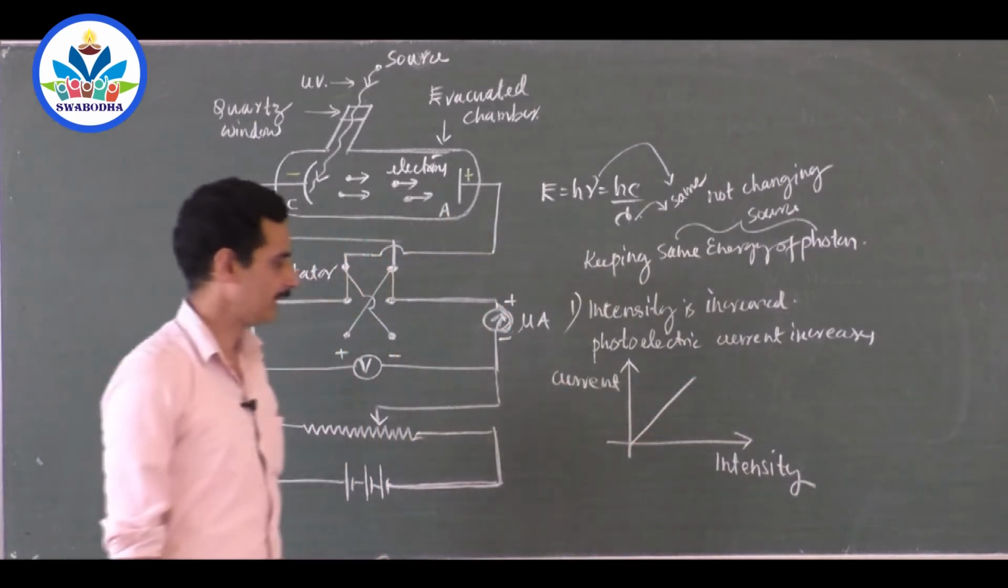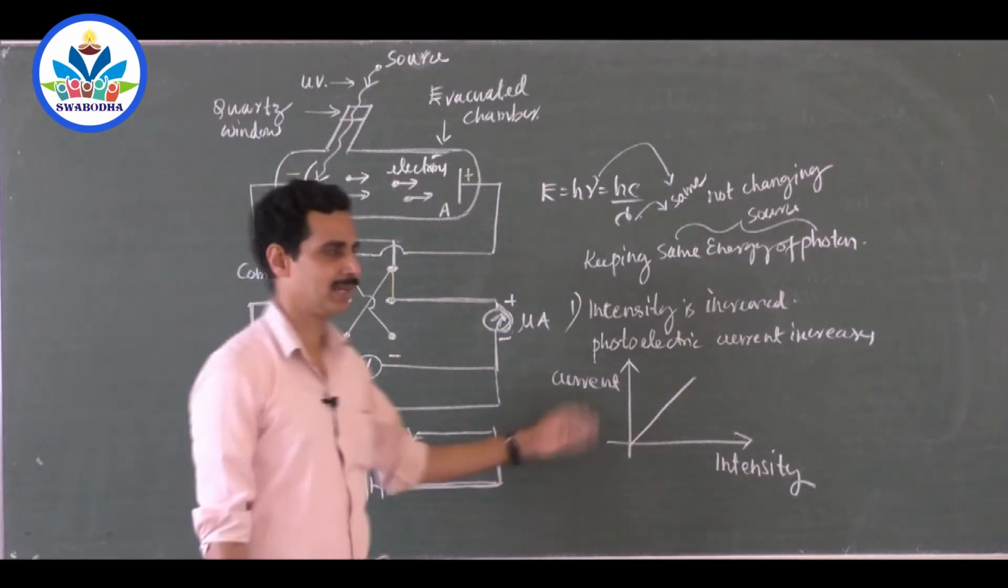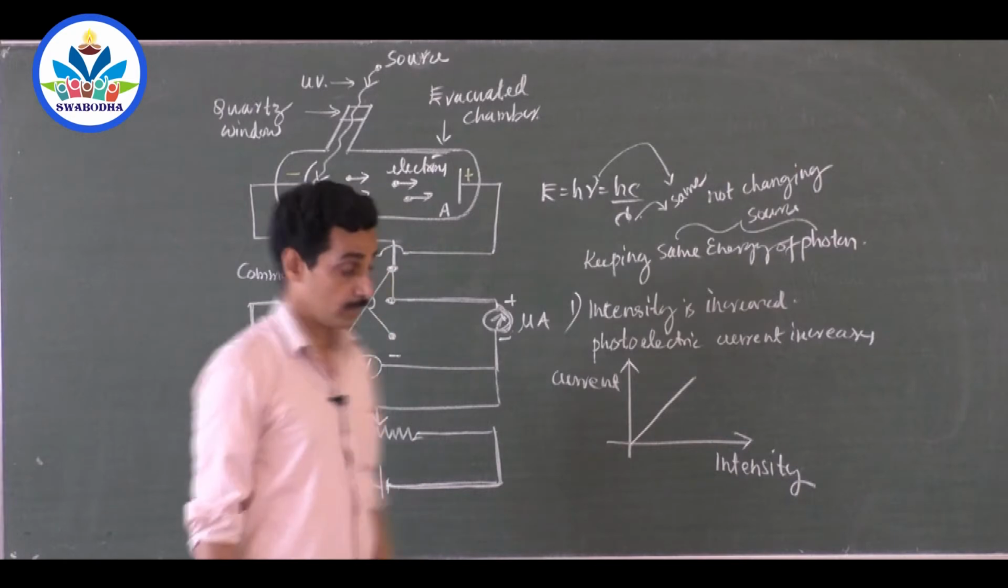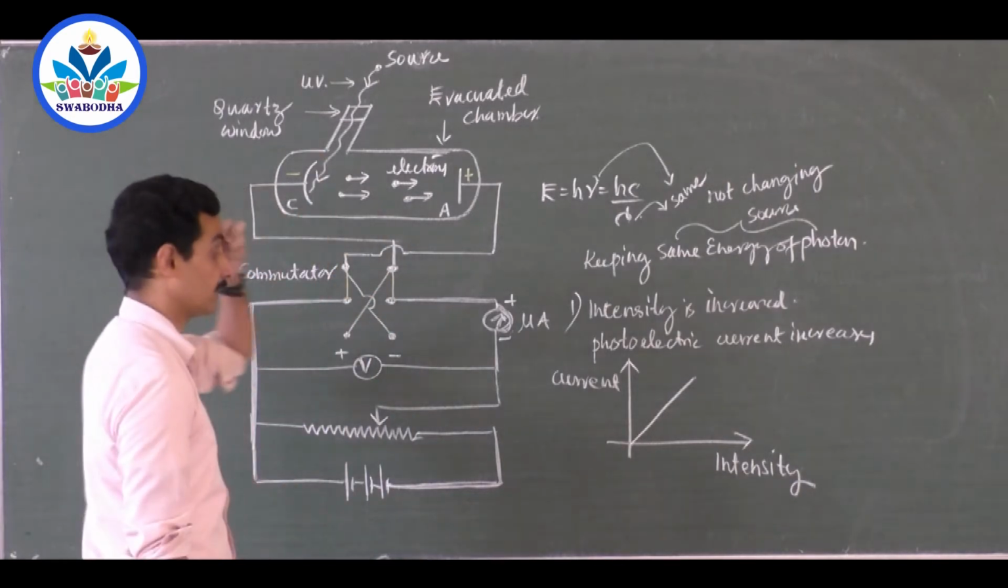A graph of photoelectric current versus intensity was obtained like this. Okay, that's right. First conclusion.